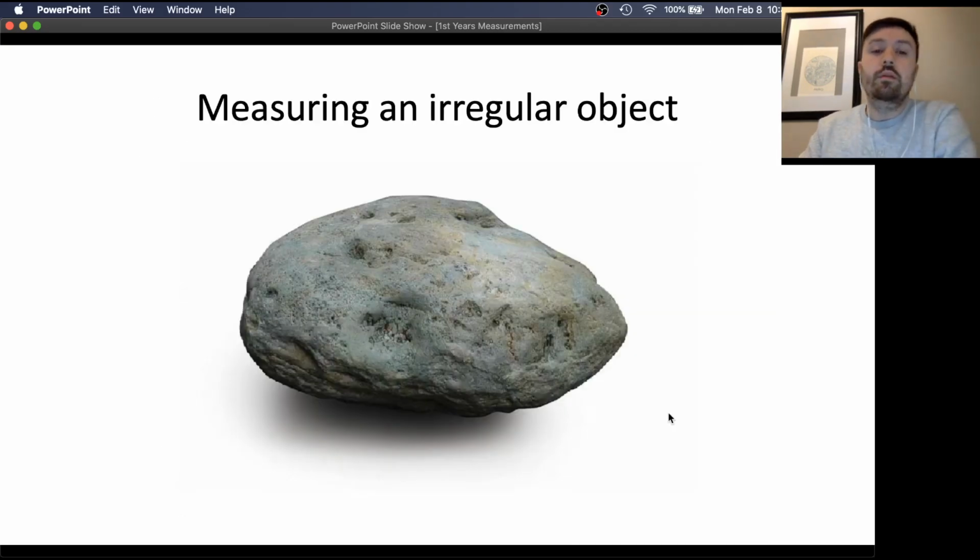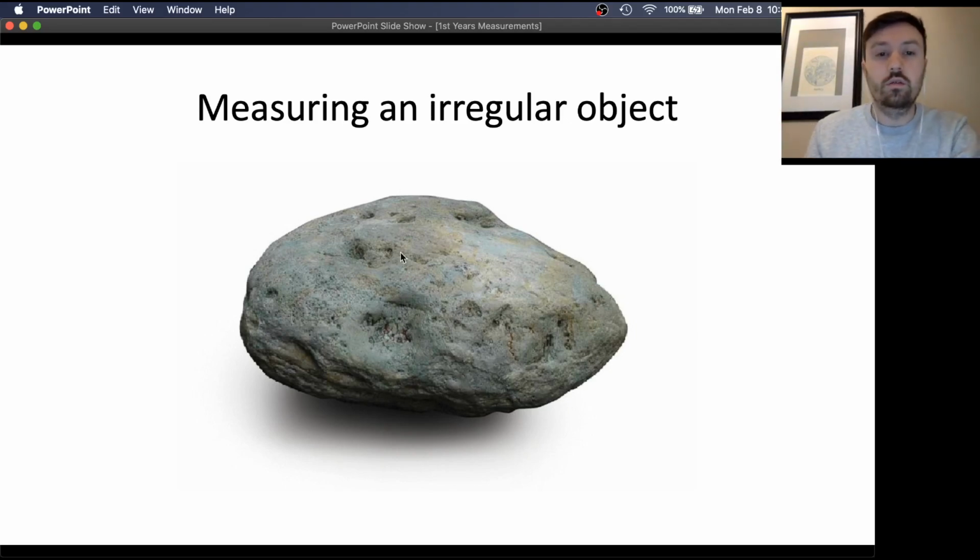So maybe you need to measure an irregular object. For some reason you walked out into your garden and you really want to know what the volume of this stone is, okay? Obviously it's a solid, so you can't just stick it into a graduated cylinder and say it's this much volume, right? It's either too big or it's irregular, and there's going to be a lot of empty space around it, and that's going to mess up your measurement, right?